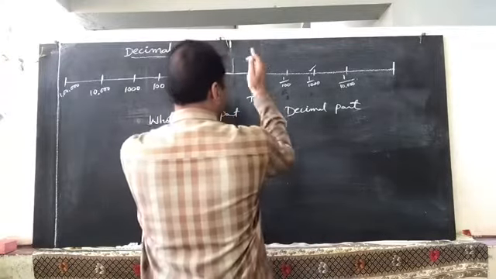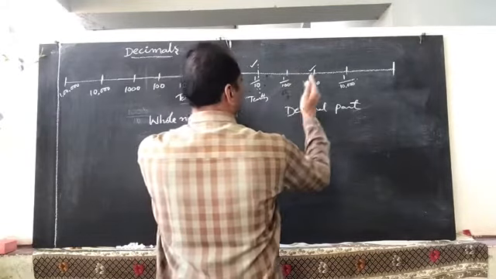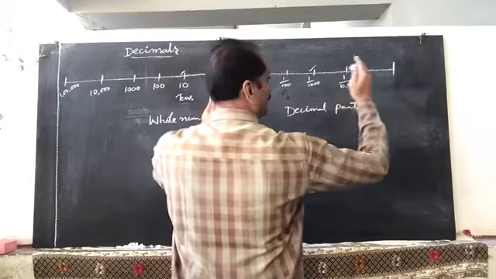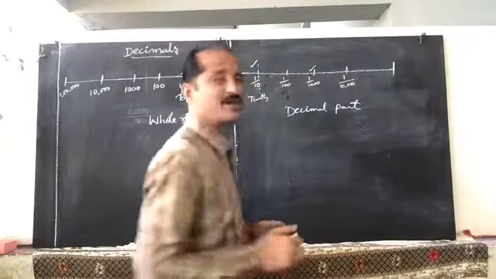But the first decimal place is the tenths place. This is the tenths place, hundredths place, thousandths place, ten-thousandths, lakhs, like that these places will go on. So this is the place value chart of a decimal.